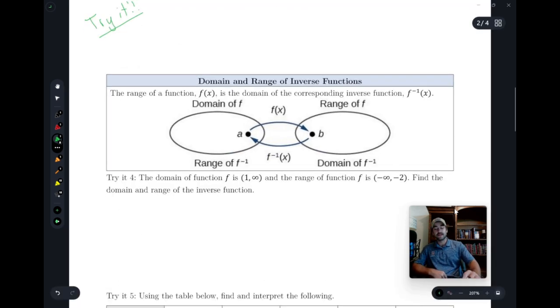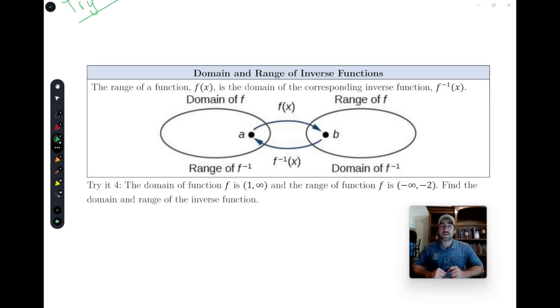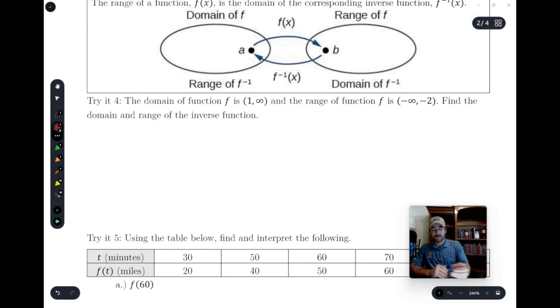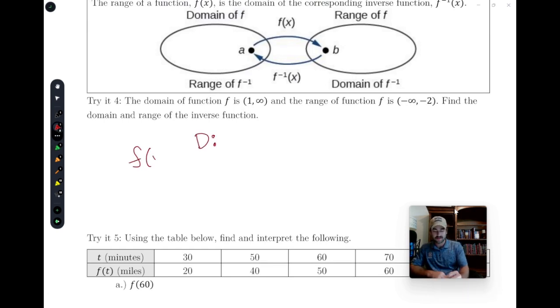A small side note on domains and ranges: if x and y are getting switched in this inverse function situation, then it would only make sense that the domain of the original function becomes the range, and the range becomes the domain. This problem is not too crazy, because they give us an original domain for f of x. The original domain of f of x was 1 to infinity, and the original range was negative infinity to 2.